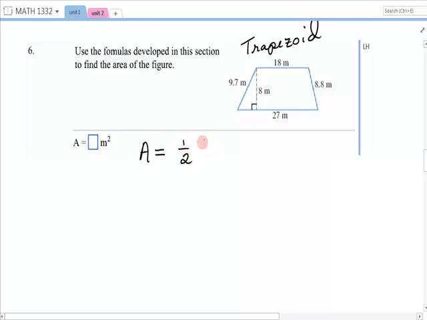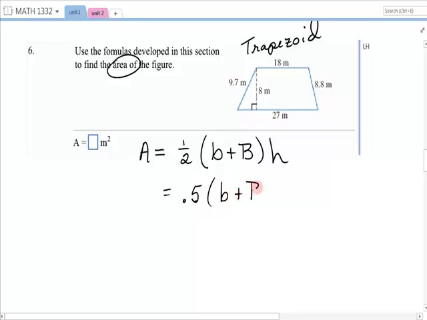The formula on your sheet will be area is, because I'm finding area, 1/2 (little b plus big B) times the height. So you are adding the two bases and multiplying by 1/2, which is equivalent to dividing by 2. You're taking their average. I like to use 0.5 times (b plus B) times h.